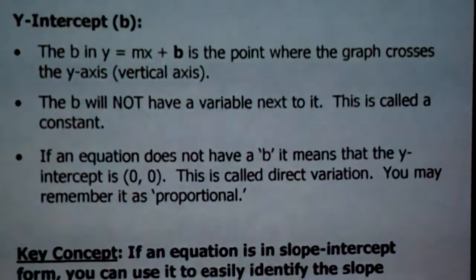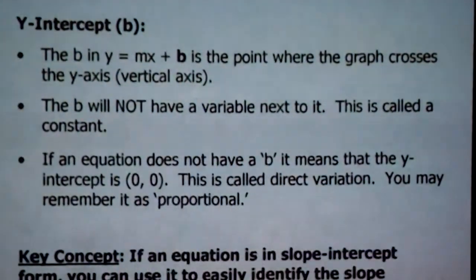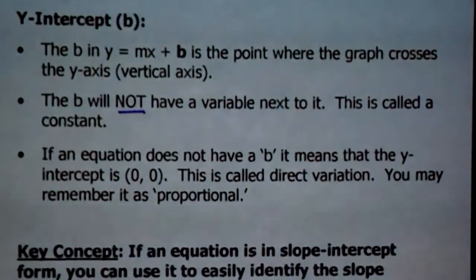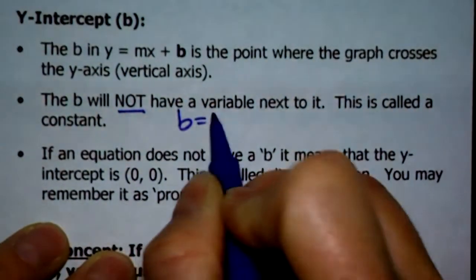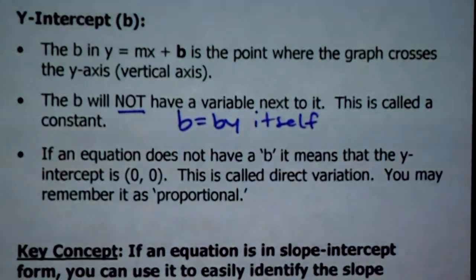Okay, a little bit about the b. We have to talk about the y-intercept too. Don't want to leave it out. The b in y equals mx plus b is the point where the graph crosses the y-axis, the vertical axis. The b will not have a variable next to it, so it's the one that's by itself. So remember that b equals by itself. That's how you can find it. The fancy term is that it's called a constant.